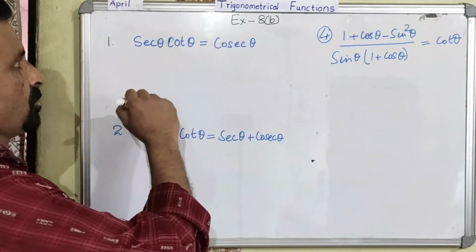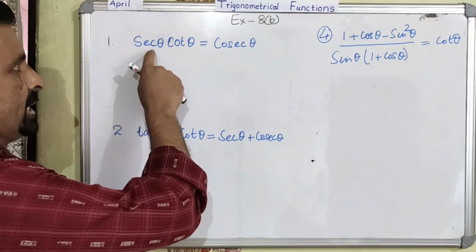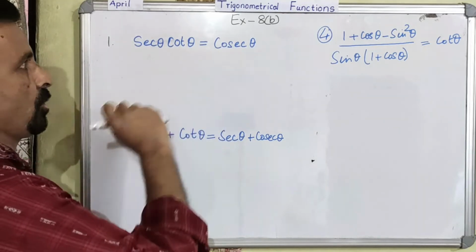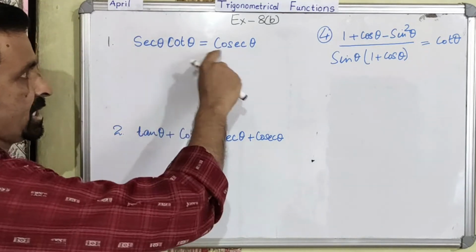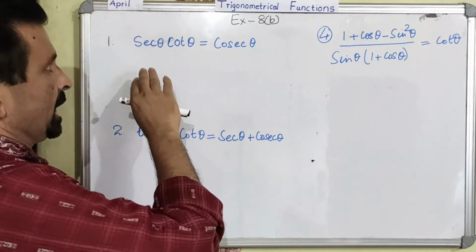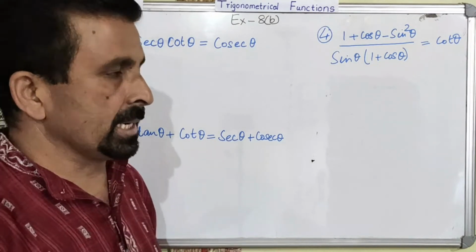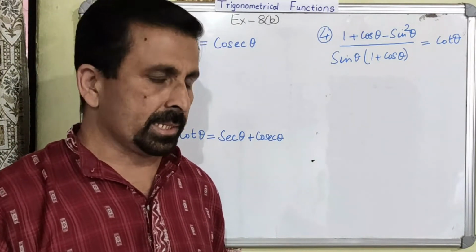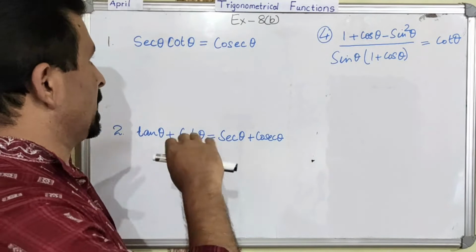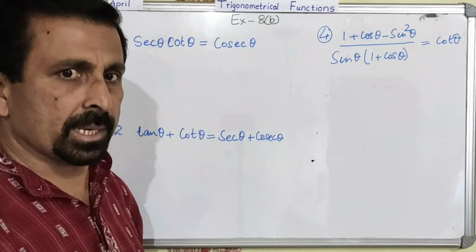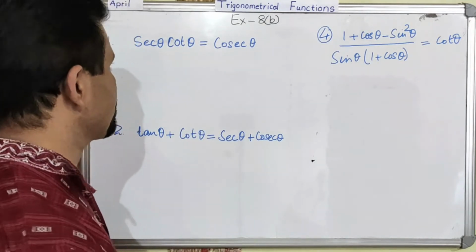Now this is the first question, where it is given sec theta into cot theta is equal to cosec theta. So prove this statement, right? This is the statement which we have to prove true. We can start from one side and then achieve the second side. In the process we are using the trigonometrical identities.